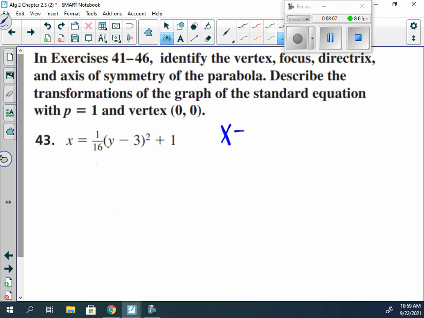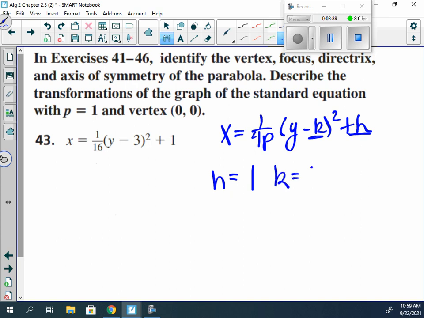So this one here is x equals, so x equals 1/4p, parentheses y minus k squared plus h. The value of h would be 1. Because whenever we do have x equals, the number that's being added or subtracted inside the parentheses is k. H is on the outside. So we do need to pay attention to that h and k got flipped. So h would be 1, which means k is 3.